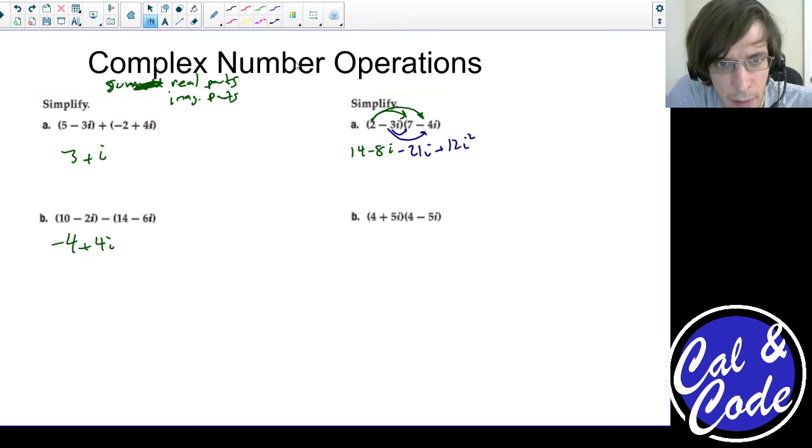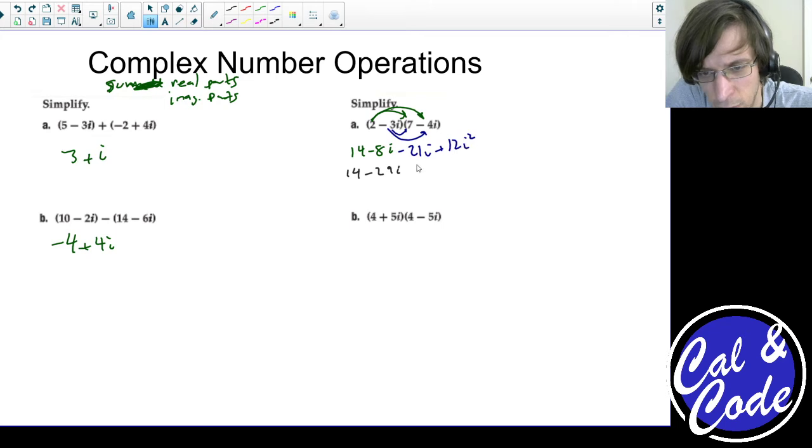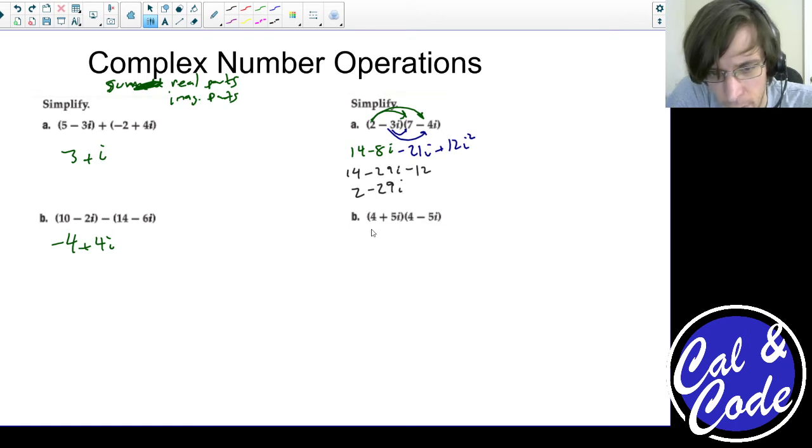Now we're going to combine together our like terms. So I got negative 29i and 12i squared. I can do something with that. i squared is equal to negative 1. So this is the same thing as saying negative 12 times a negative 1, which is plus 12. 14 minus 12 is just 2, so I end up with 2 minus 29i.